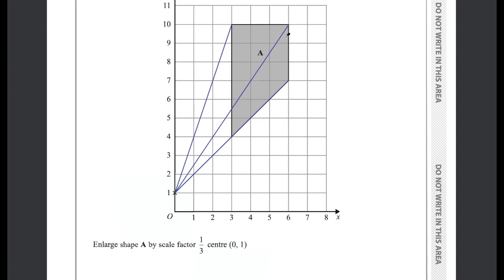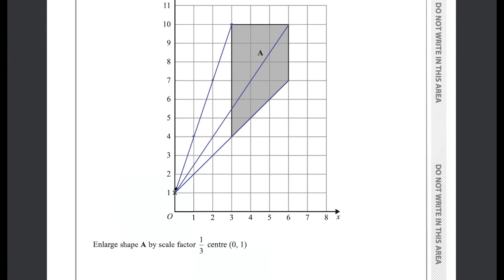So connect that center of enlargement to the vertices, and then with this scale factor of 1/3, you want to basically divide this length by 3 and then take one part of it. So the ratio of the distance from the center of enlargement to the vertices of the two shapes is going to be in the ratio of 1 to 3. So if we look at this line here, it conveniently goes through the grid lines at 3 points. Okay, so that's fairly easy to divide in 3.